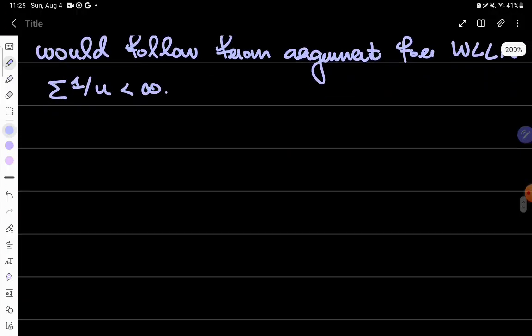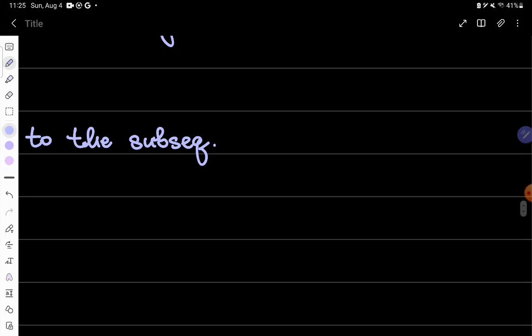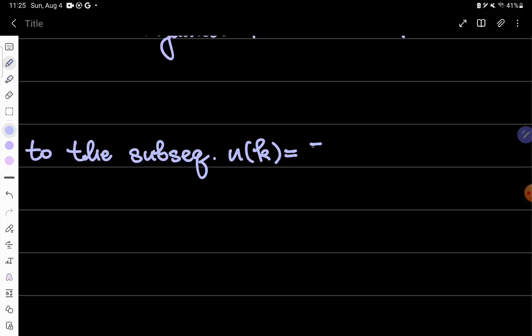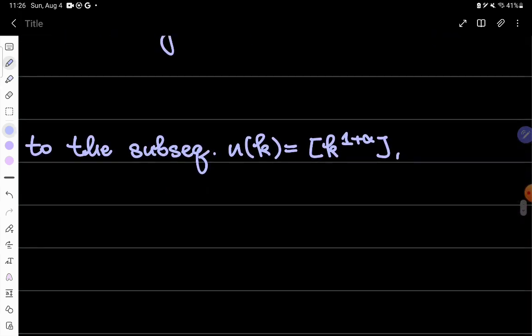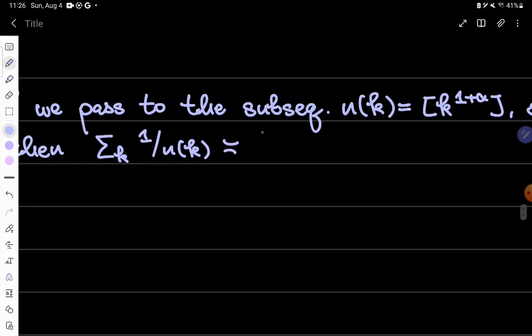So if we pass to the subsequence indexed by n_k equals k to the 1 plus alpha, where alpha is very small and positive, then we can make the following asymptotic estimate. I'll just play it fast and loose here. The sum of the reciprocals of this subsequence will be related as follows: 1 over k to the 1 plus alpha.